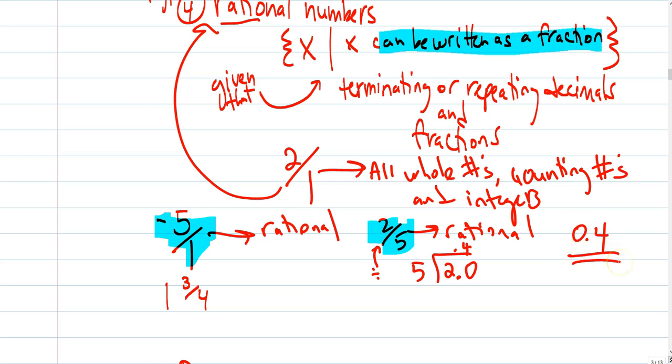Why? Because it is a terminating decimal. What does terminate mean? It ends, right? You want to terminate something? It ends. So this is a terminating decimal. Any decimal that ends, that is not non-ending, right? It stops, can be written as a fraction.